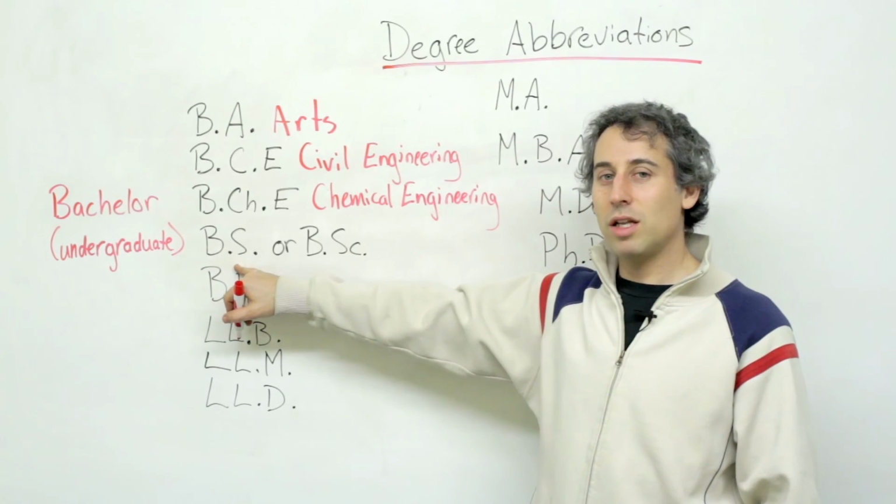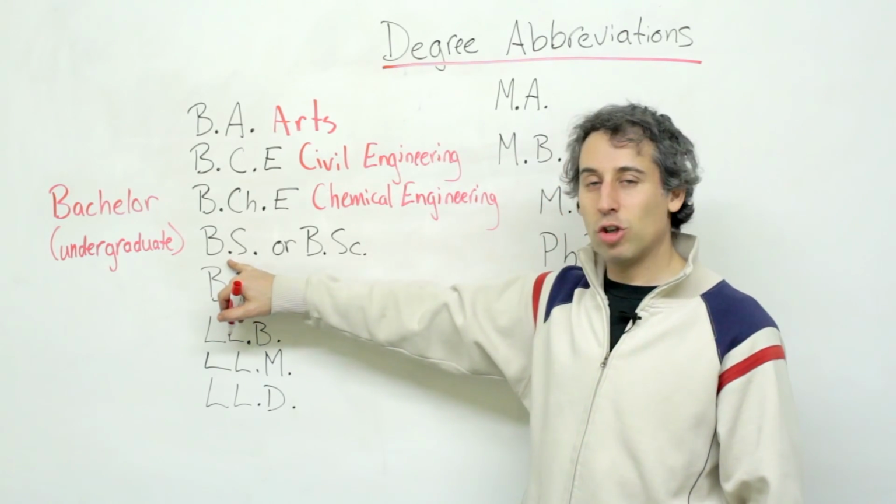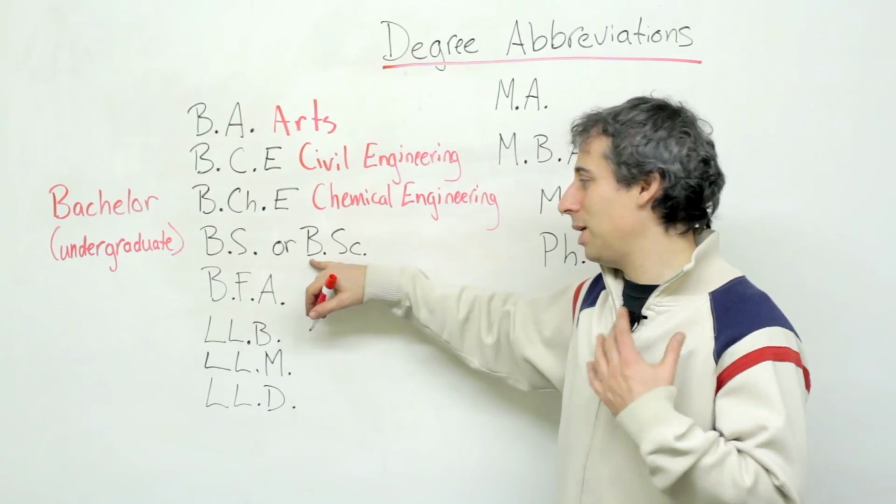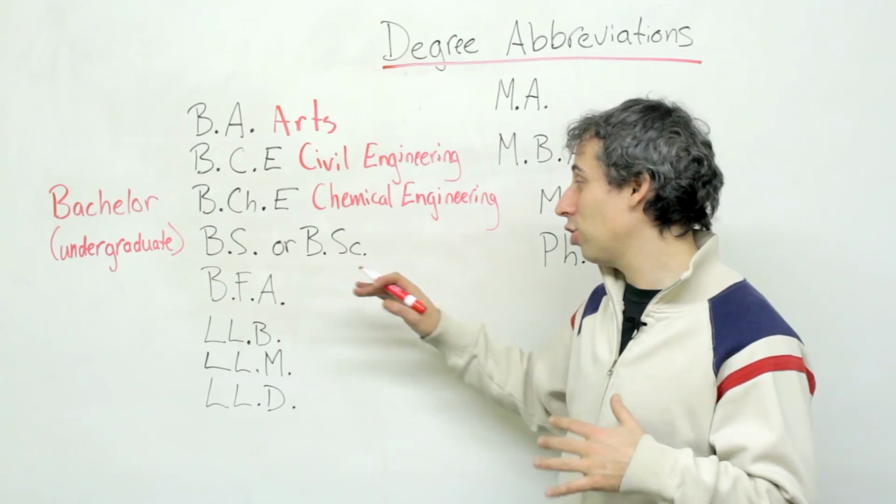BS, so in the United States, this is called the Bachelor of Science. But for example, in Canada, we write BSc, which is the same thing, Bachelor of Science.